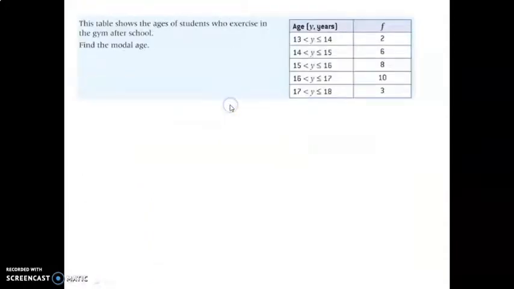All right, great. Here's another one. This shows the ages of students who exercise in the gym after school. Find the modal age. Which age would be our mode? Which age occurs most frequently, right? Here's the frequency. Which one occurs most frequently?